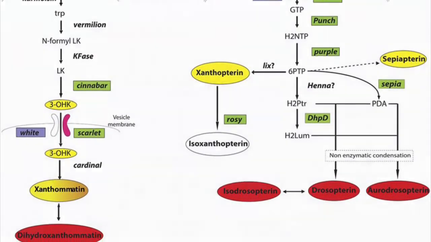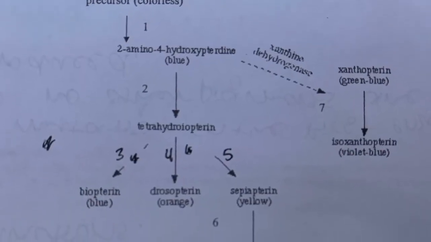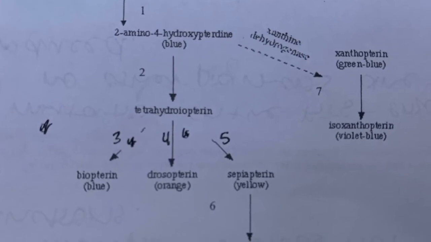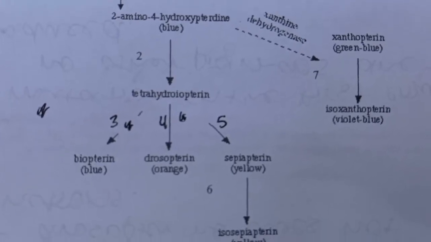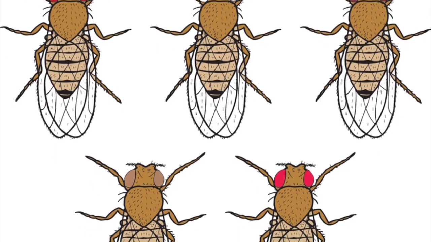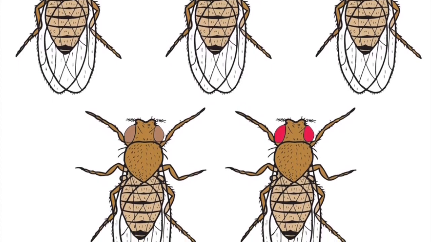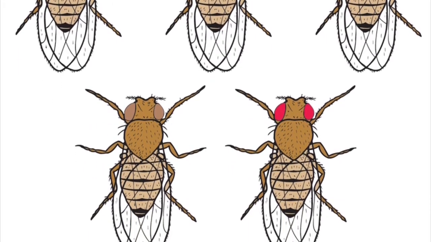For the purpose of this lab, we focused on the pteridine pathway since the omicron pathway produces pigments that are not soluble in water and therefore cannot be separated by paper chromatography. Mutations in the genes of the flies may result in non-functional enzymes, which result in colors that stray from the typical red-brown of the wild-type flies.